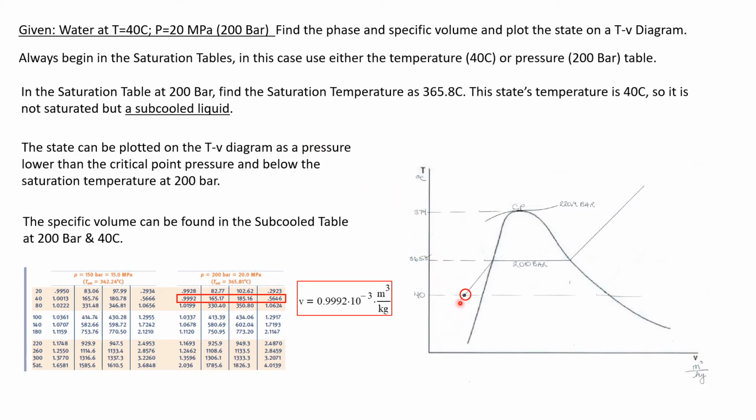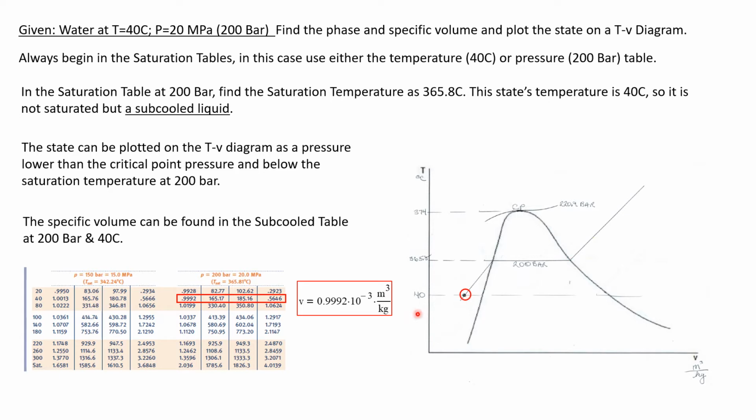I'm going to start by putting in a 200 bar pressure line, which is this line right here. And I know it's here because 200 bar is less than the pressure at the critical point, which is 220.9 bar. So I've got this pressure line in. And I know its saturation temperature is 365.8, so I can draw that temperature line in. And the 200 bar line overlaps the 365.8 degrees C under the vapor dome.